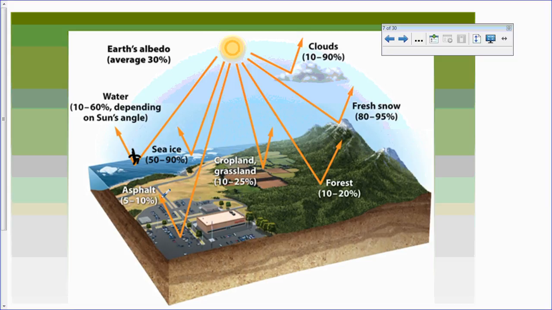Asphalt, very little, as you would expect. It's black, it's going to absorb that stuff really well. Cropland, grassland, 10 to 15, 25%. Forest, a little bit less. Fresh snow, pretty high albedo, very white.